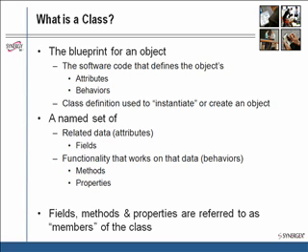In a class, attributes are represented by data, which are defined as fields. Behaviors are represented by functionality that works on the data, which are defined as methods or properties in the class. Each class is given a name and groups together all of the attributes and behaviors in one definition that is later used to create an object. We collectively refer to the fields, methods, and properties of a class as members of the class.